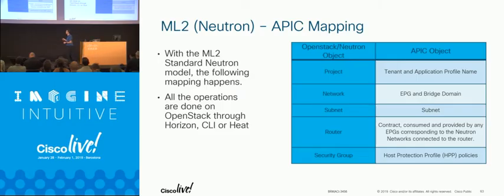And as well, the router will be visible as contracts, and security groups will be visible as what we call host protection profile rules in ACI. So in ACI, you have a corresponding object created for each and every component you have in your Neutron call.